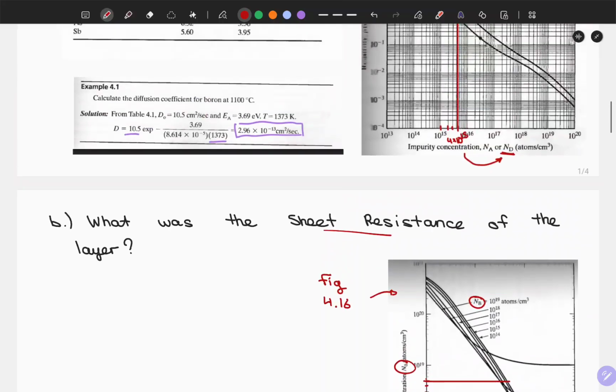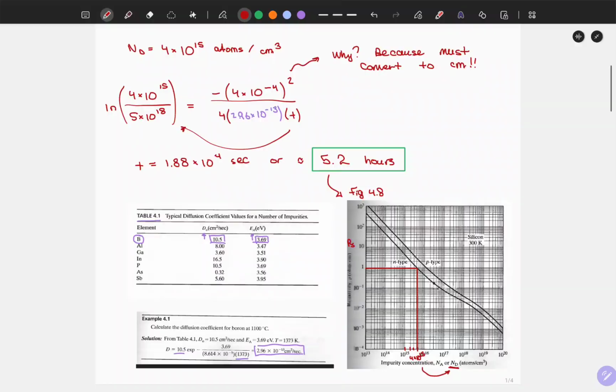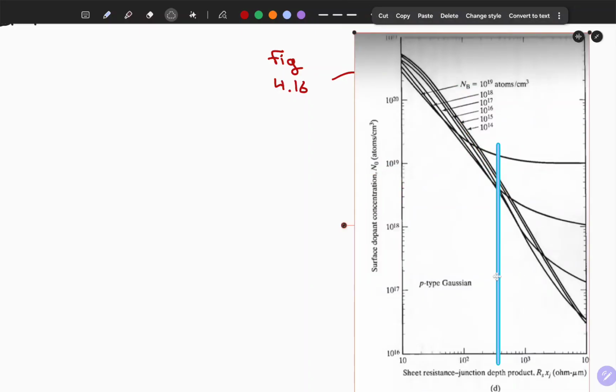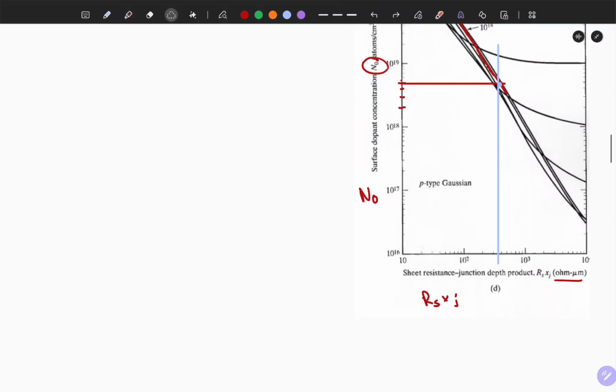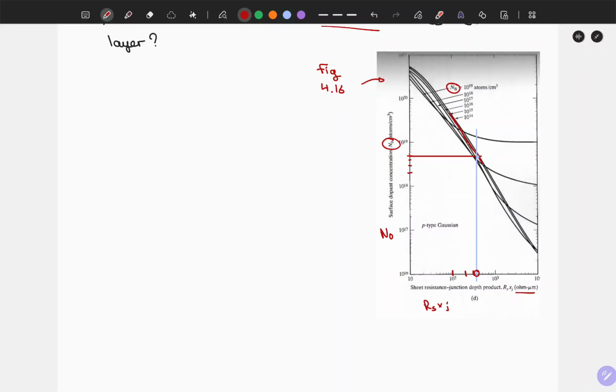to look at NB. So in our case, we solved NB or ND, right, the impurity concentration, to be 4 times 10 to the 15th, where if we follow this line roughly to this point, and if we trace that down, we get roughly 100, 200, 300, roughly 330.